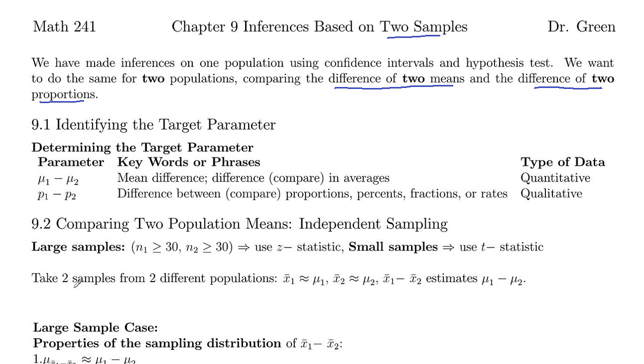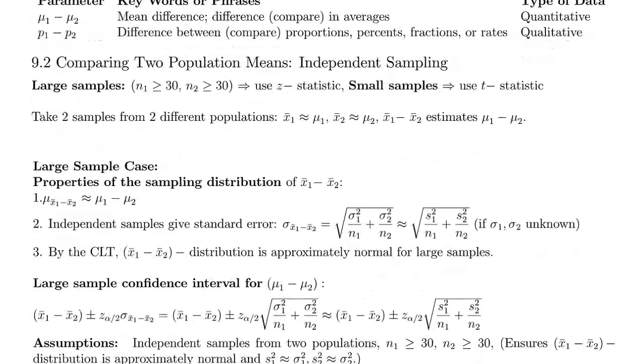If we take two samples from two different populations, then our sample mean x bar 1 will approximate the first population mean, and our second sample mean x bar 2 will approximate the second population mean. And then x1 bar minus x2 bar is going to be our point estimate for the difference of the two means, mean 1 minus mean 2.